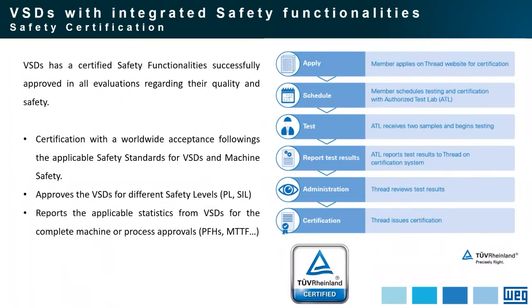The certification also approves the variable speed drives according to the different safety levels, which include the performance level and the safety integrity level. The certification also reports to the user the applicable statistics of the variable speed drive to make all the calculations required for the complete machines. It means it defines the probability of failures per hour, and it also defines the mean time to failure for all the components.